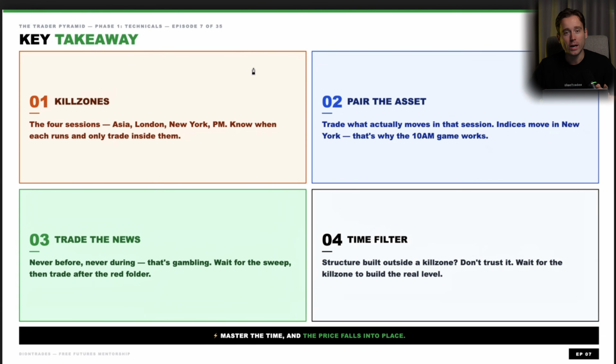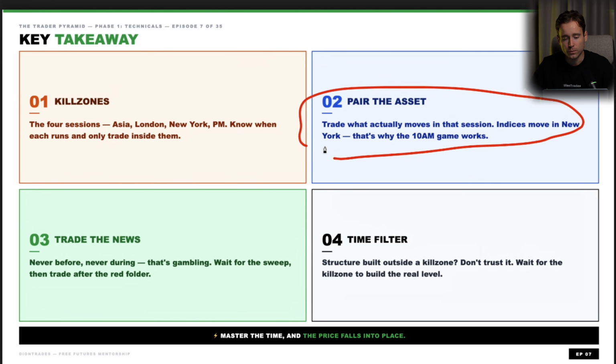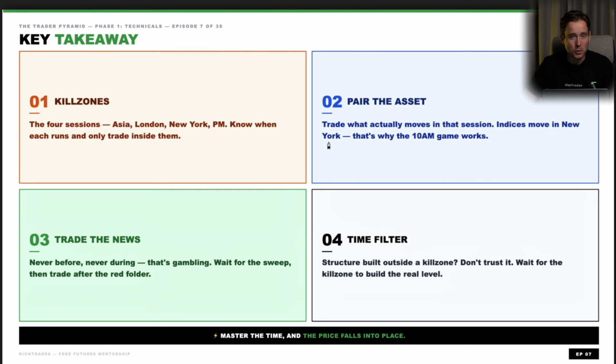So the key takeaways for trading kill zones. You have 4 sessions: Asia, London, New York AM, and New York PM. You need to know when each one runs and only trade inside them. Pair the asset with the kill zone. So the JPY pairs are in Asia, Euro and GBP are in London, USD and CAD are in New York, just like NASDAQ, ES, and YM. And if you want to trade news profitably, you need to know how Forex Factory works, and just don't trade before it. Let the news push give you the exact information you need.